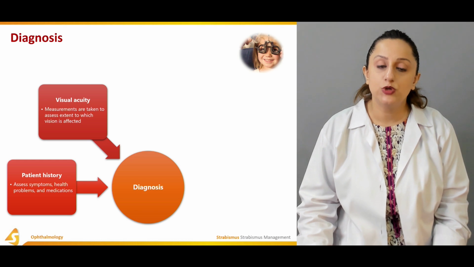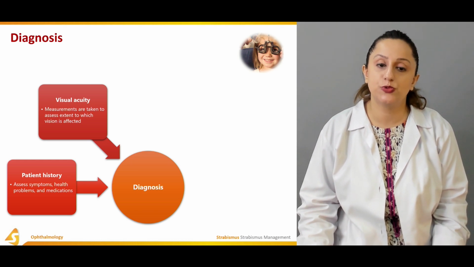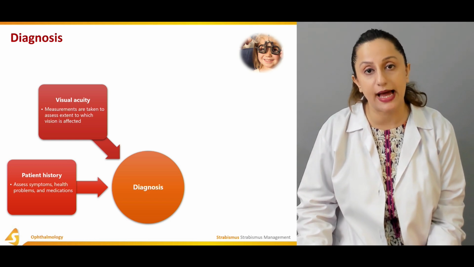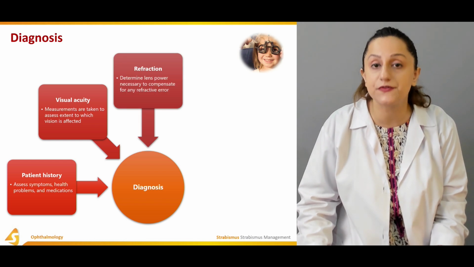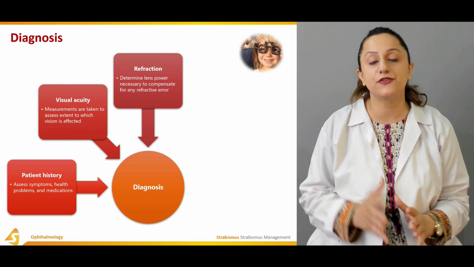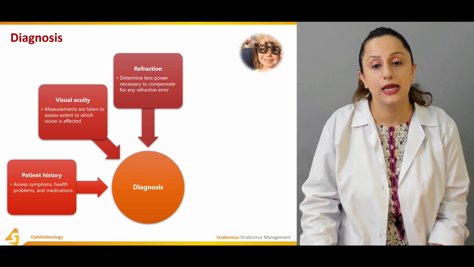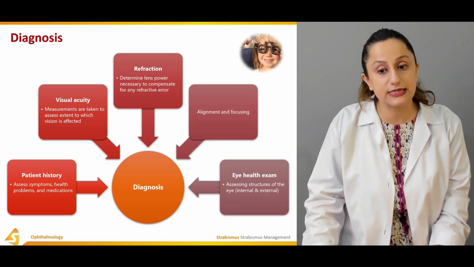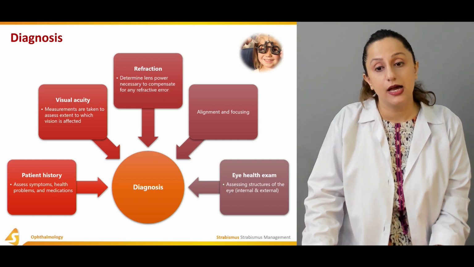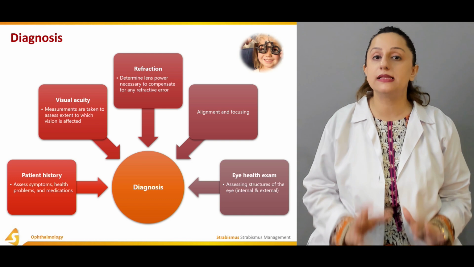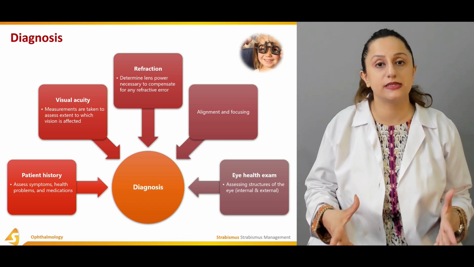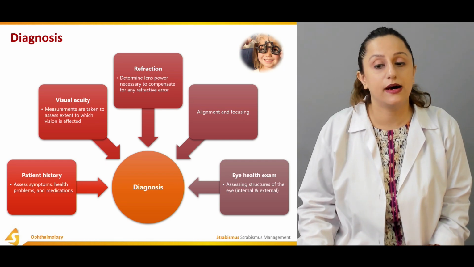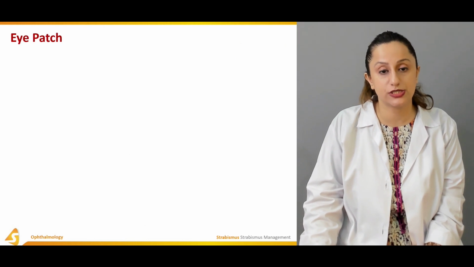Visual acuity measurements are taken to assess the extent to which the vision is affected. The Snellen charts are used, and you can demonstrate the decrease in visual acuity in the patients. For the refractive errors, if it's an anisometropic kind, you have to see the refractive errors in both eyes and compare them. Determine the lens power necessary to compensate for any refractive error. Alignment and focusing is very important. The eye health examination is done in detail to elicit the different clinical signs and symptoms in these children. Assessing the structures of the eye, whether internal or external, is again very important.